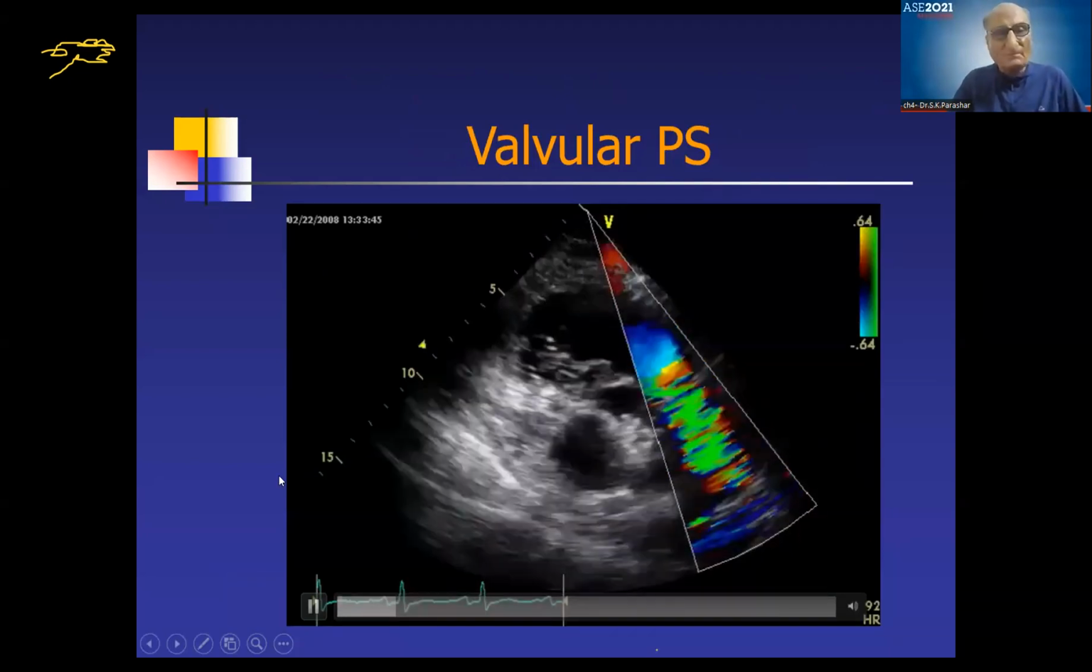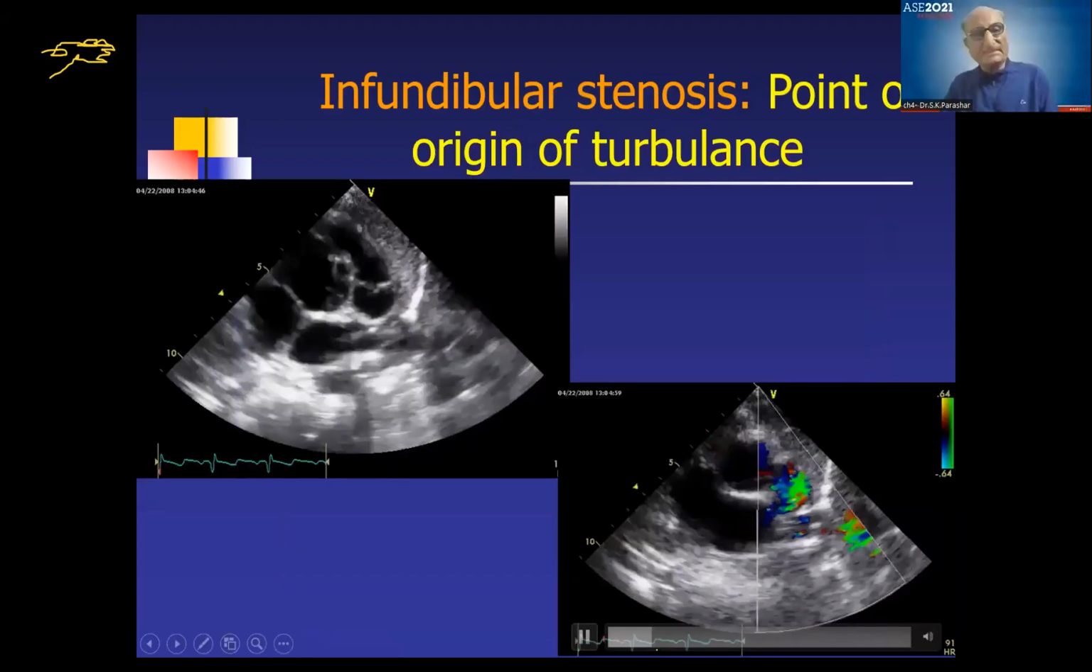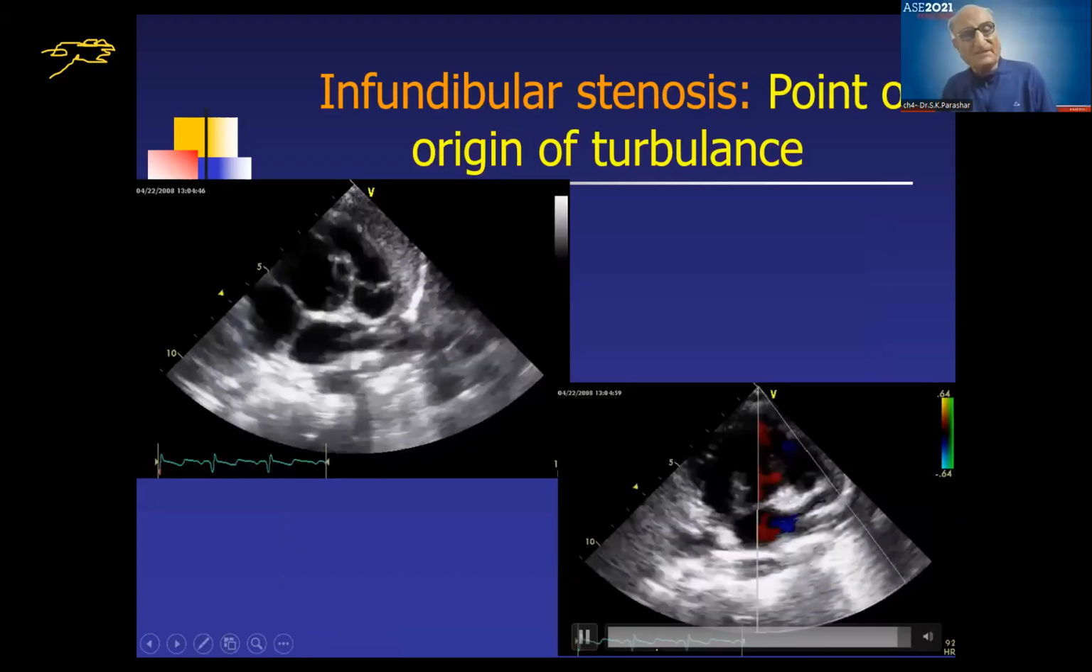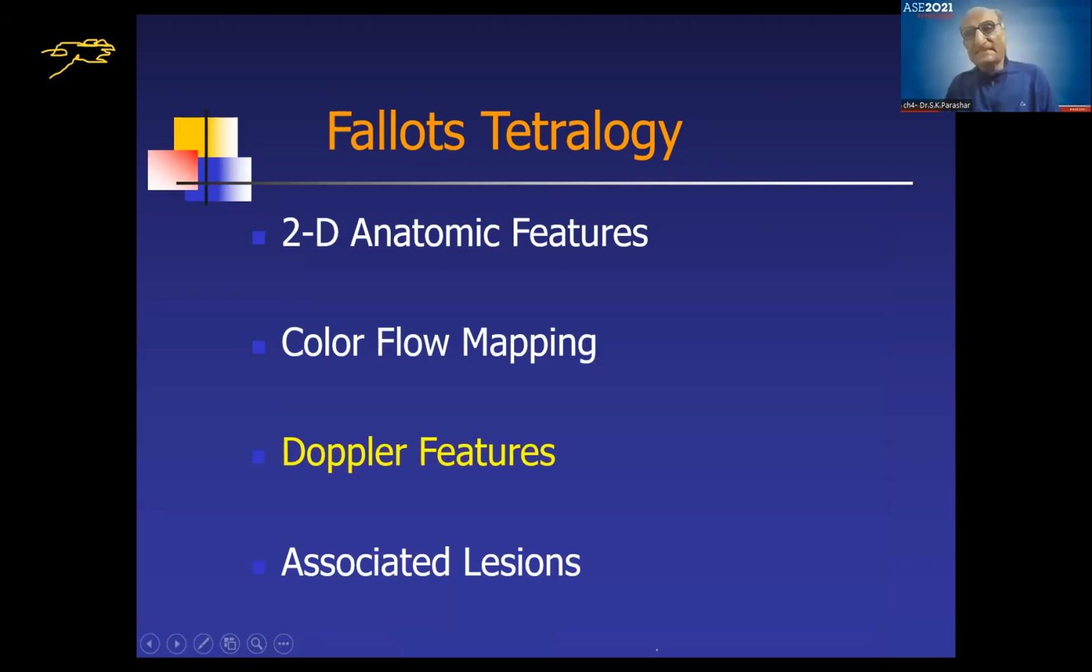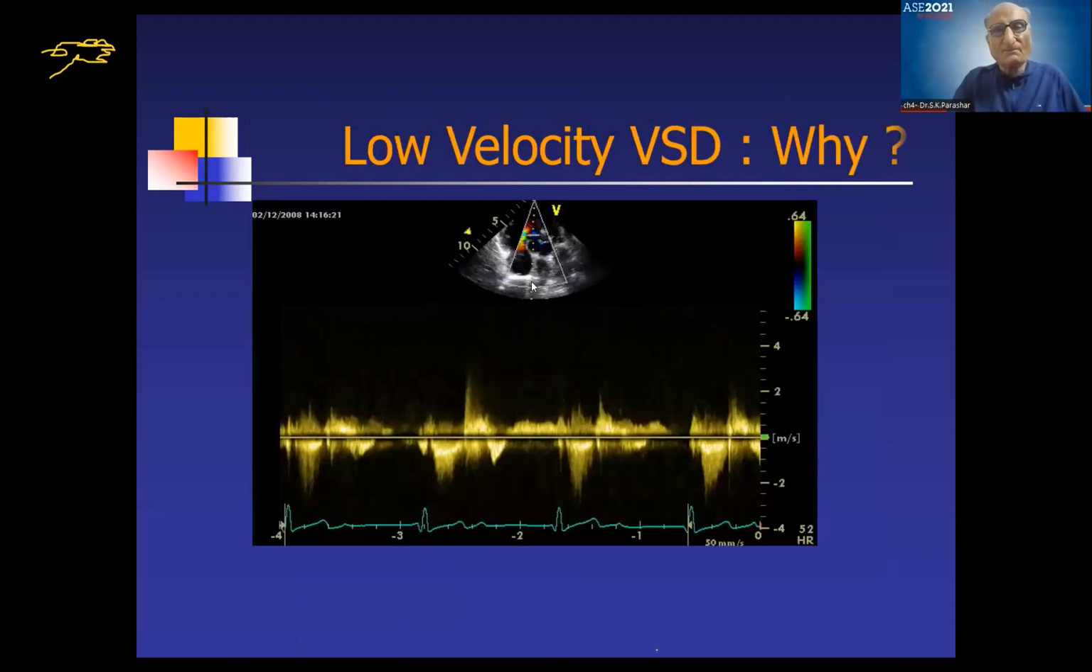And then the Doppler features. The Doppler between the left and right ventricle across the VSD indicates the pressure between the LV and the RV. The smaller the VSD, the more the pressure in the left ventricle, and the greater will be the flow velocity in the right ventricle. The larger the VSD, the less the restriction, so there will be a low velocity flow. So here you see low velocity flow. Why?